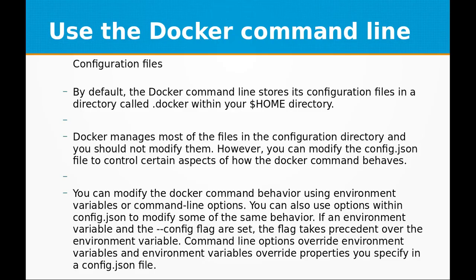Docker manages most of the files in the configuration directory and you should not modify them. However, you can modify the config.json file to change aspects of how the Docker command behaves. You can modify the Docker command behavior using environment variables or command line options. You can also use options within config.json to modify some of the same behavior. If an environment variable and the config flag are set, the flag takes precedence over the environment variable. Command line options override environment variables, and environment variables override properties you specify in a config.json file.